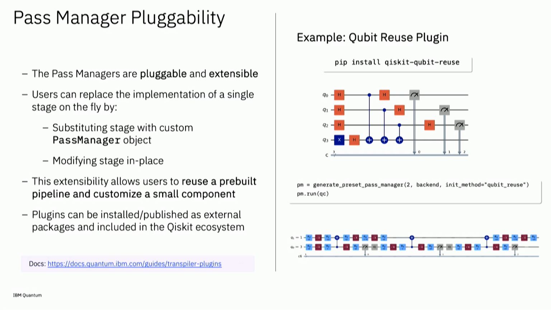So if we look at the same Bernstein-Vazirani circuit that we looked at in the very first slide, we install this qubit reuse plugin, and we just specify for the init stage, use the reuse plugin, don't use the default stage. It generates a pass manager that uses this external package. And then when we get the output, you can see we reduce the width of the circuit from 4 qubits to 2, because in this case, that pass is able to optimize it.